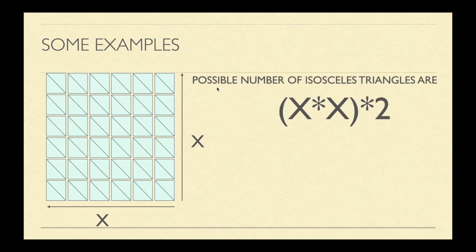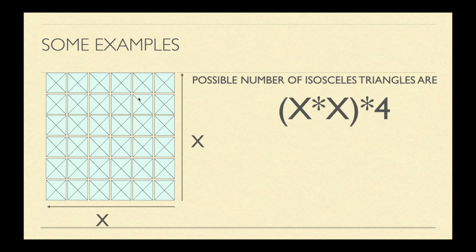If we have x cross x square of squares, what we can think in the case of a square with two isosceles triangles is that we can make x into 2, that is the number of isosceles triangles we can use to make a square. And if we talk about a square with 4 isosceles triangles, we can use x into 4 isosceles triangles to make a big square. So that is it actually.